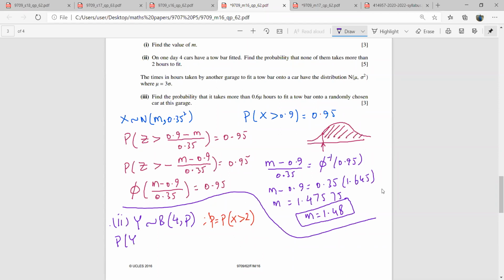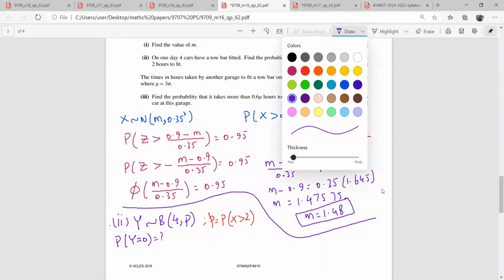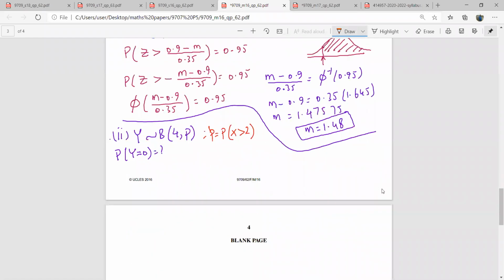So we have to find basically the probability that Y equals 0 over here. First we need to go to the normal distribution and find this probability, which is X more than 2. So let's find that. This small p is going to be, I'll standardize this: Z is more than 2 minus the mean, which is 1 point, I should be using this as close as I can, over the standard deviation, which is 0.35.